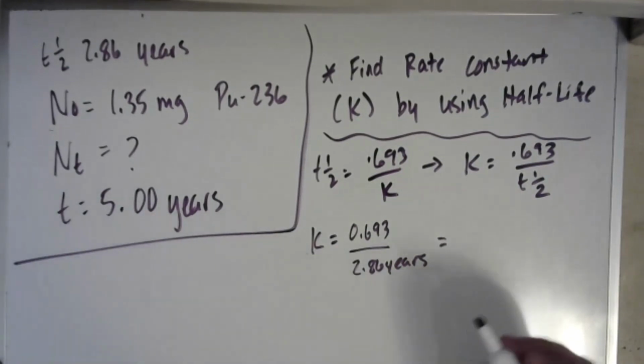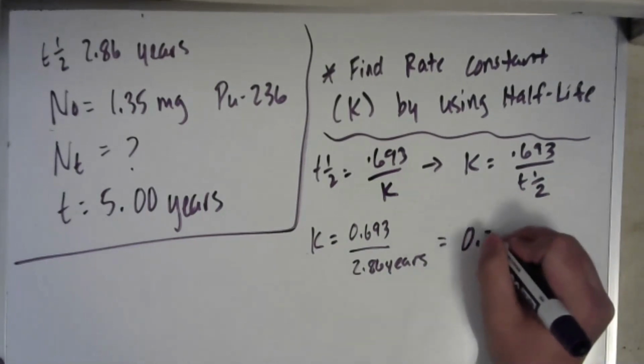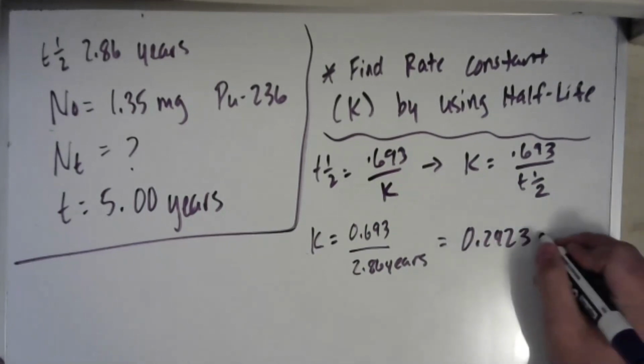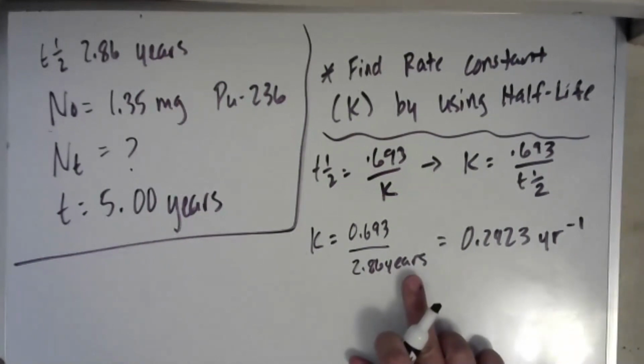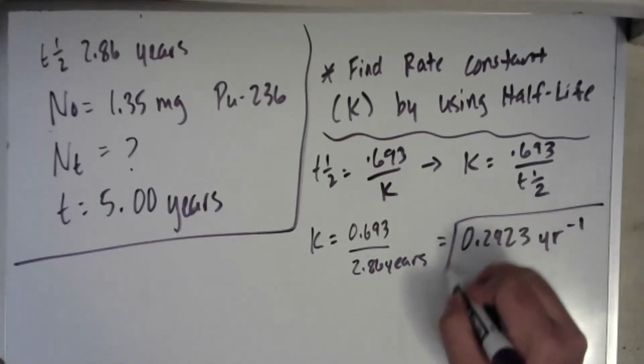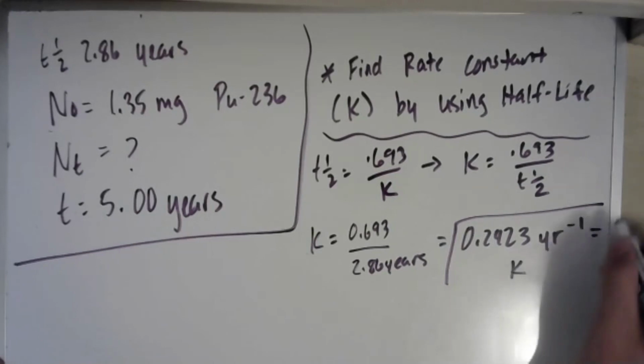And that's going to be 0.2423 inverse years. So years to the -1, right? Because years is on the bottom of this fraction here. So this is going to be our K value.